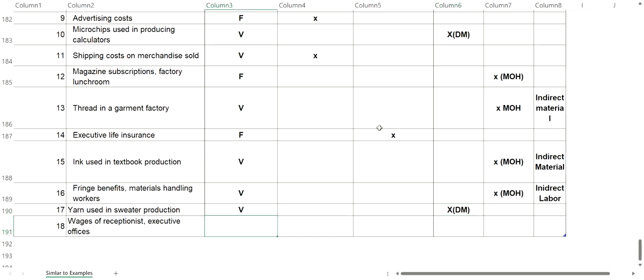And our last one says wages of a receptionist. Notice it says wages. So that's usually an hourly wage based on how much he or she works. And since it says the executive offices, we will consider that an administrative expense.